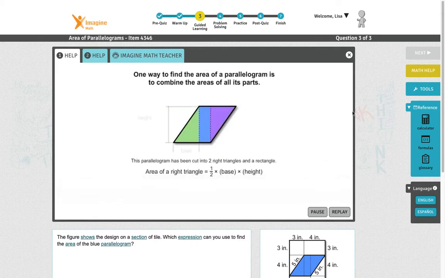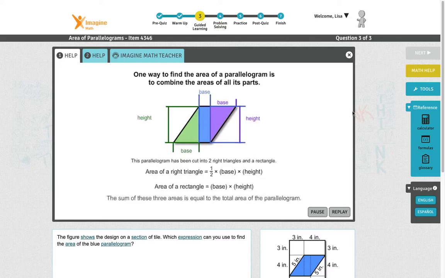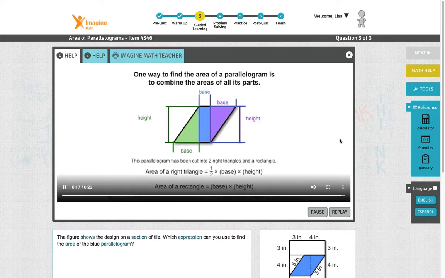Parallelogram is to combine the areas of all its parts. This parallelogram has been cut into two right triangles and a rectangle. The area of a right triangle is equal to 1/2 times the base times the height. The area of a rectangle is equal to the base times the height. The sum of these three areas is equal to the total area of the parallelogram.